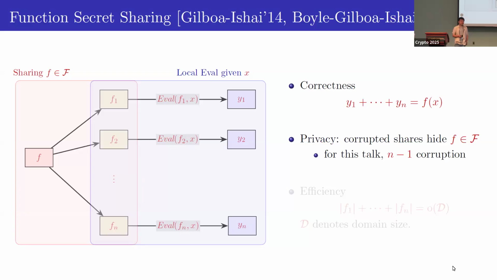And for the privacy, we want that if a subset of these parties are corrupted, they should not learn anything about the function f. In particular, for this talk, we'll always assume all but one corruption. A naive way of realizing function secret sharing is just to take the truth table of the function and then additive share it. That would mean that the efficiency of the share is order of the domain size. So just to get a non-trivial primitive, we require that the efficiency of these function shares needs to be sublinear in the domain size.